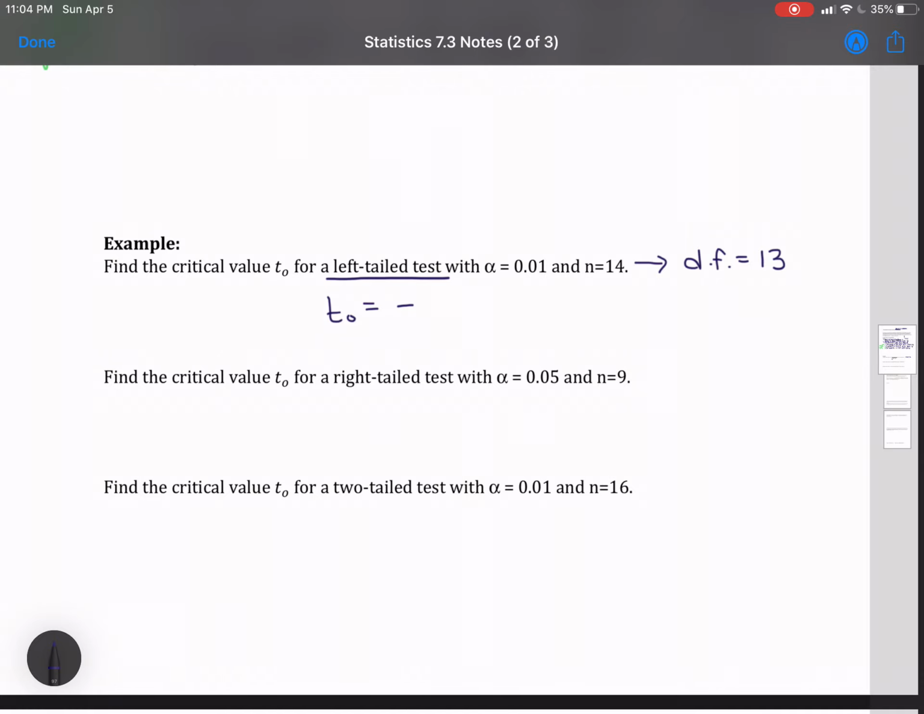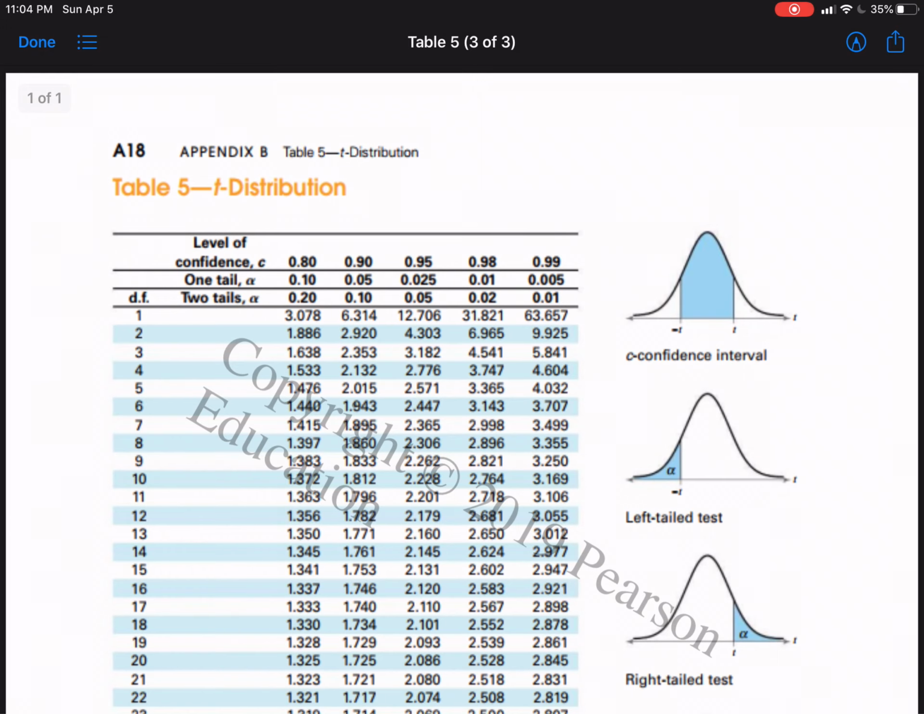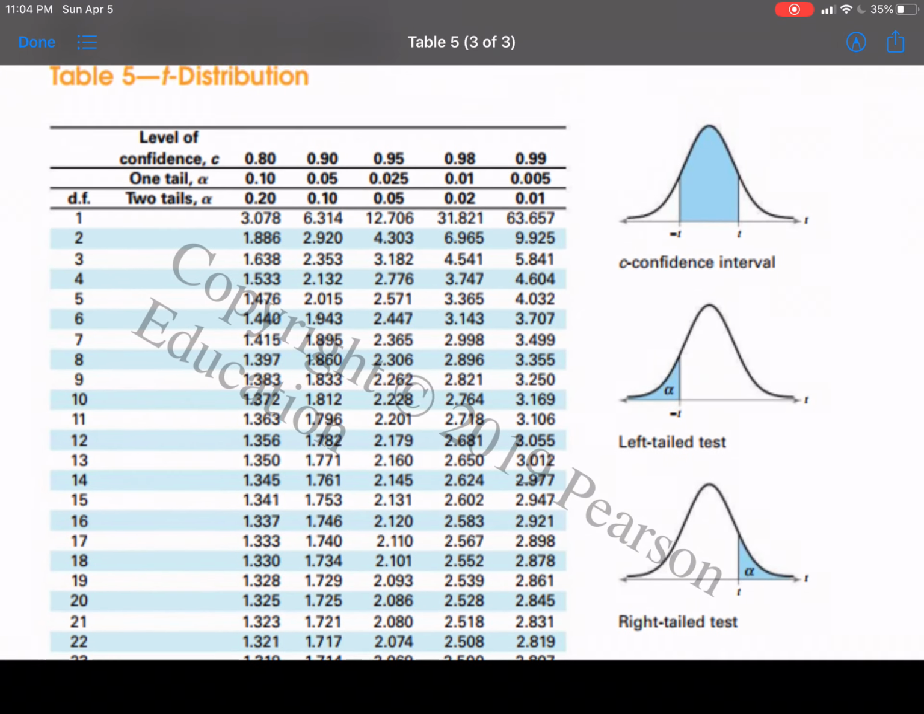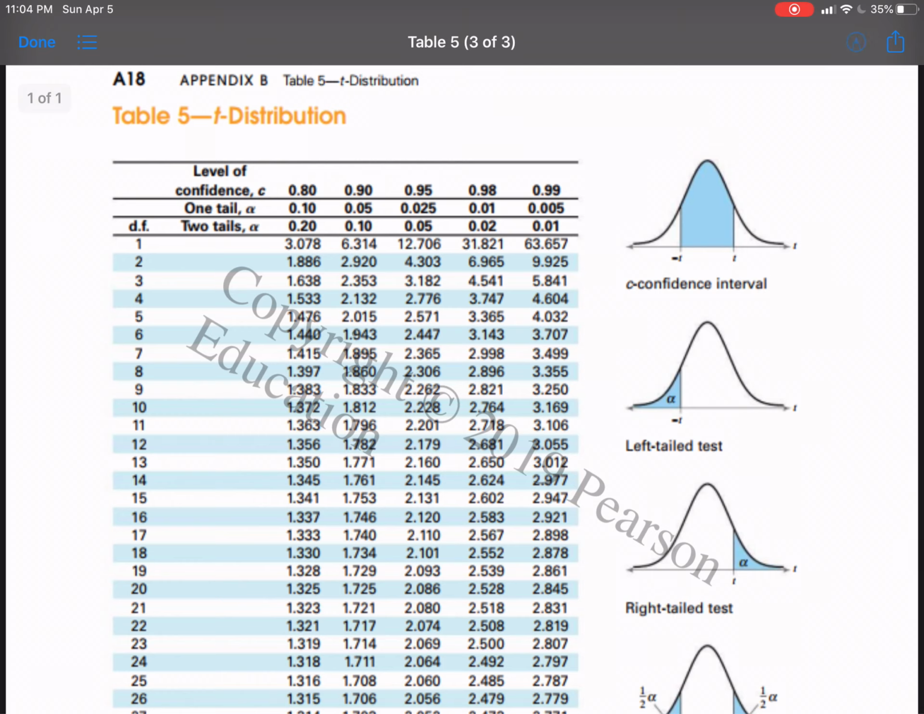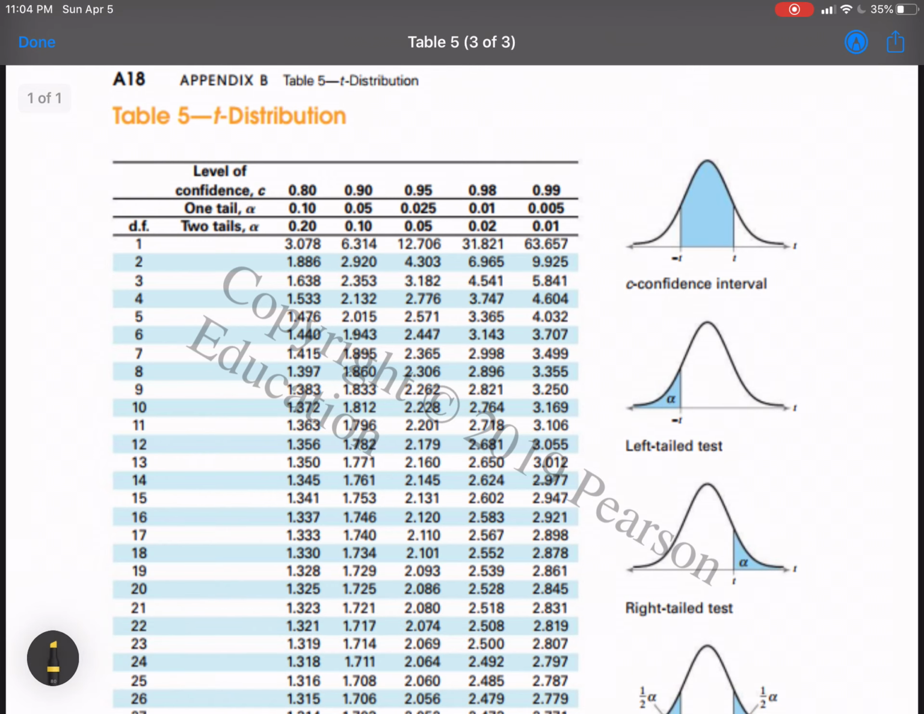Okay, and I'm going to jump screens real quick, and I'm going to look at that table 5. All right, so we said it was left-tailed, so we're looking at one-tailed for 0.01. And our degrees of freedom, we said it was 13. Okay, so where those match up, our critical value is going to be negative 2.65.